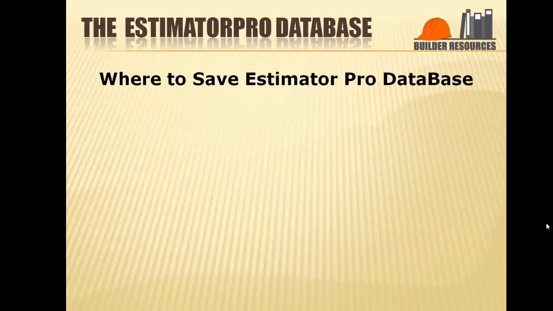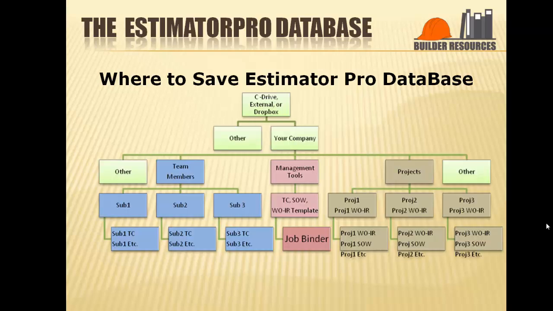When you create a new database, it's important that you know how to save it so that it is readily accessible to you. One of the best ways is to use the electronic file structure in which you build, at the C drive or whichever drive you're going to use, a file in your company's name, and then at least these three: the team members, management tools, and projects. And you're going to put the databases in the management tools section.